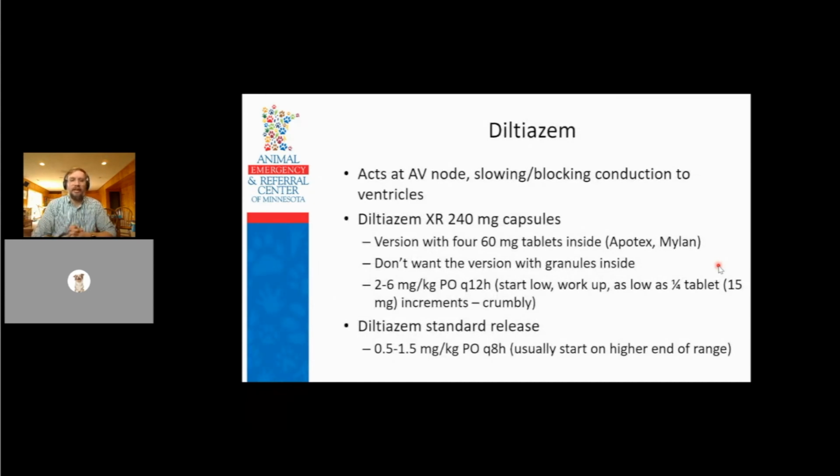The extended release comes as 240 milligram capsules, and there's two versions. If you pull the capsule apart, one has granules inside, but there's actually another version that has tablets inside, usually 60 milligram tablets, and a lot of pharmacists don't even know this. I put some brands I know that usually do have them, but you dose off the tablets then. And this is the dosing range for the extended release compared to the standard release.